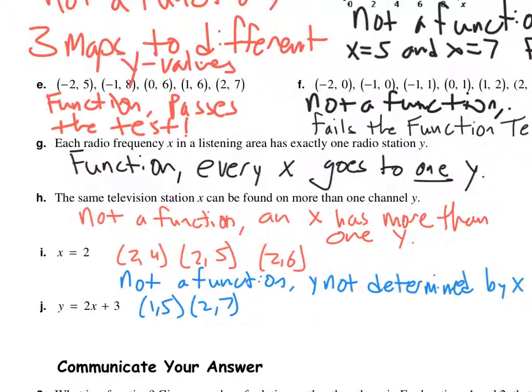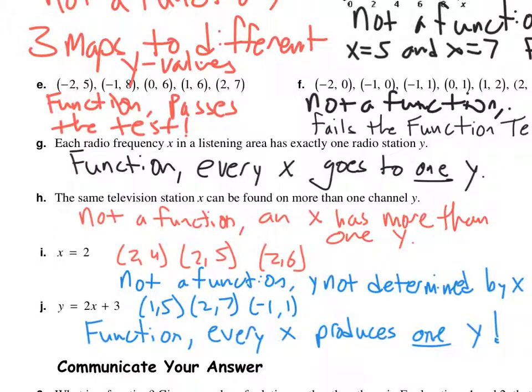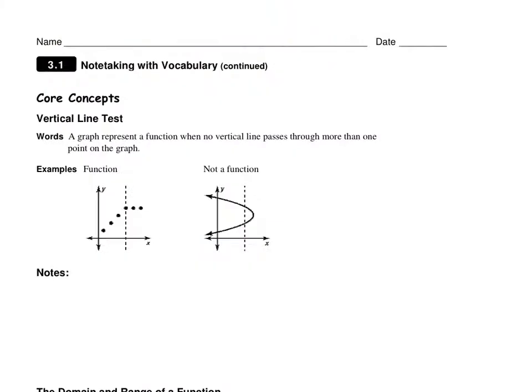Let's put maybe -1. What if we put negative numbers in there? Well, if you put a -1 in for x, we have 2 times -1, which is -2, plus 3, which is 1. So every time we put a number in here, we do the math, and we only get one number out. So this is a function. Okay? Because every x produces only one y. Put something in for x, and only one thing is going to come out.